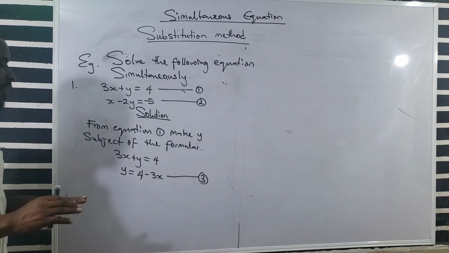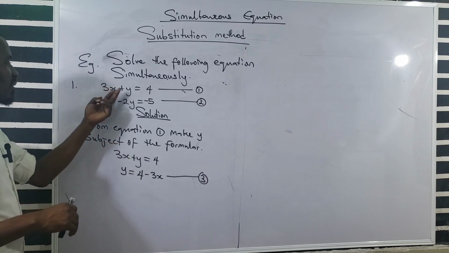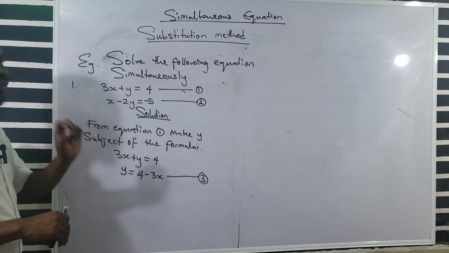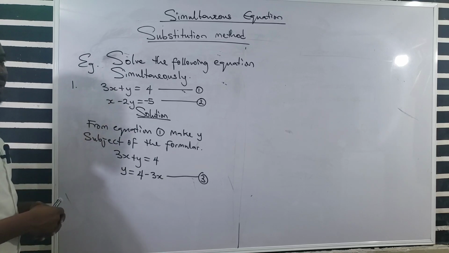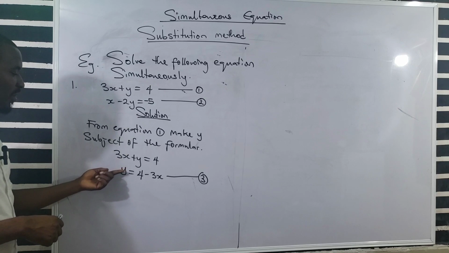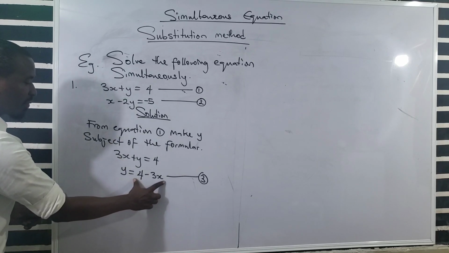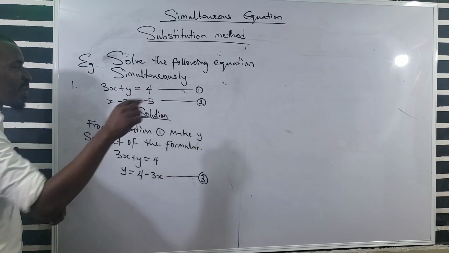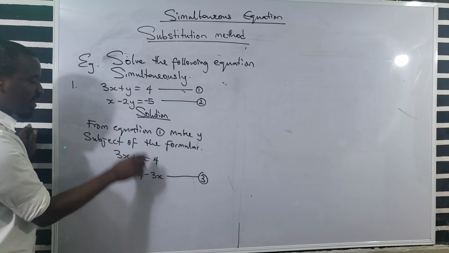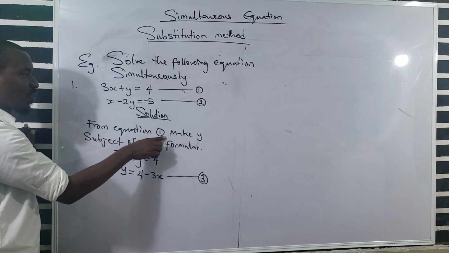I need you to note the steps. You can choose any variable, since each equation has two variables, and make it subject of the formula. When you have done that, the next step is to substitute that equation into the other equation. Remember, we got equation 3 from equation 1, so we cannot put it back in equation 1.